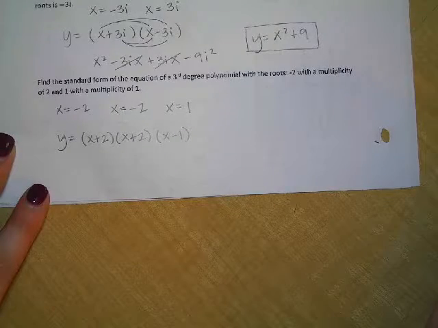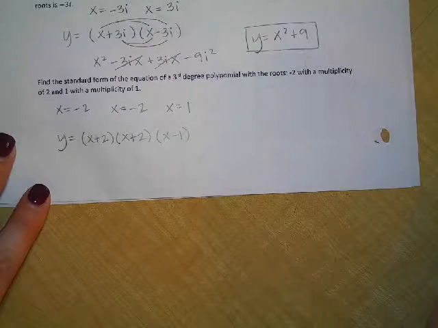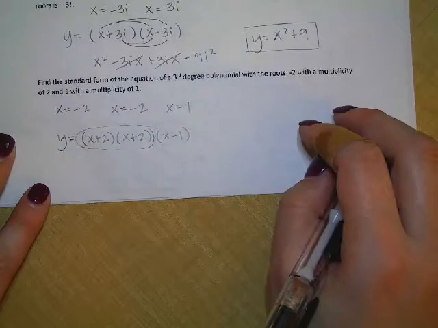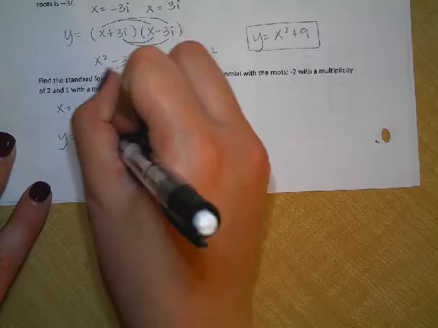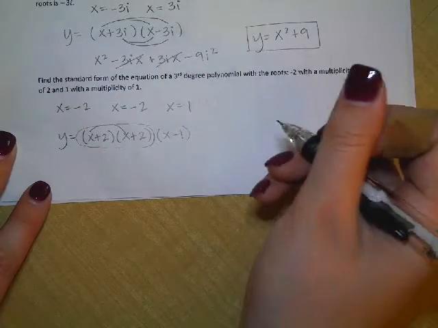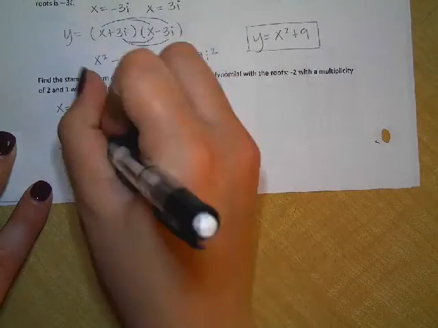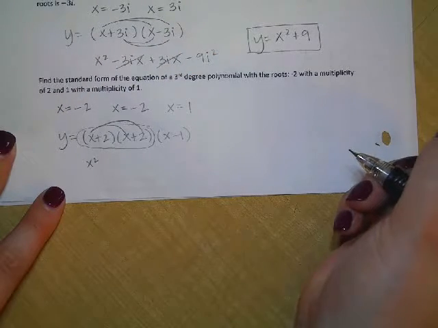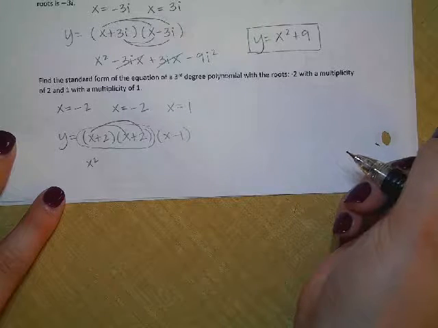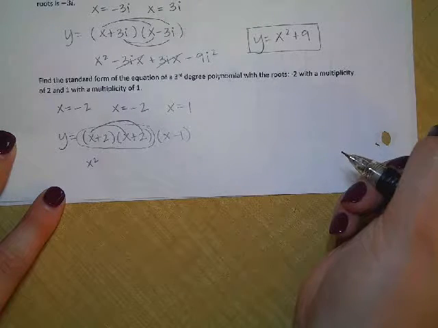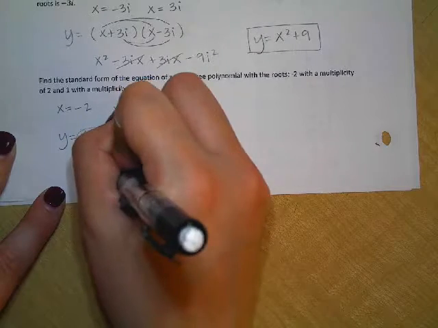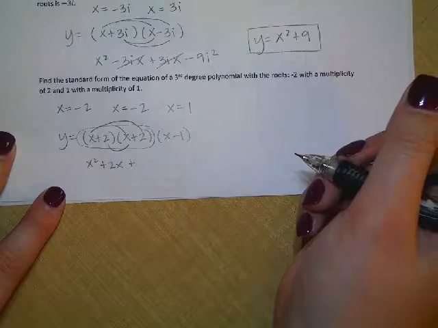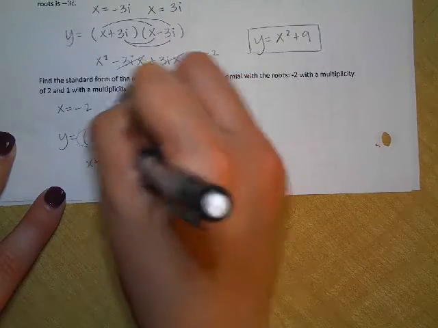And how do we work with this one? Yeah, so we have x times x, and then we have our outsides, and then we have our insides, and then we have the last.